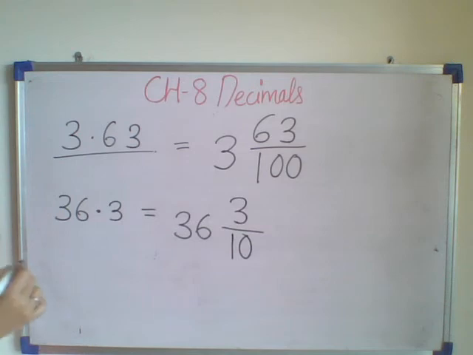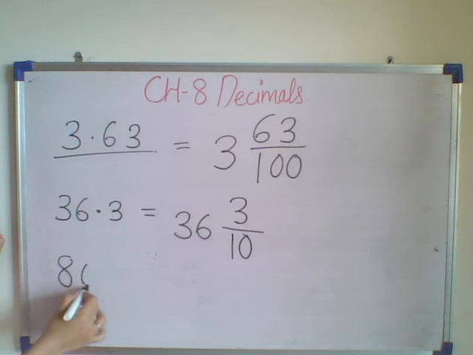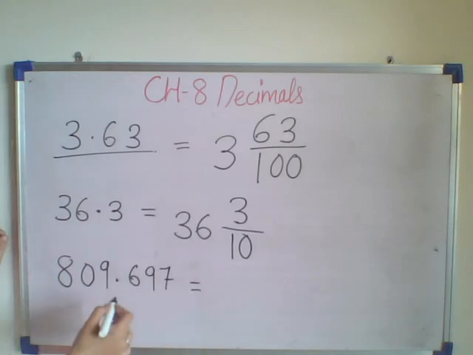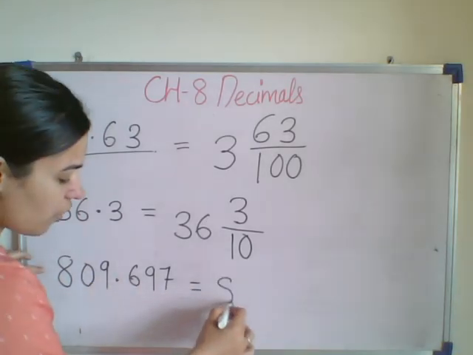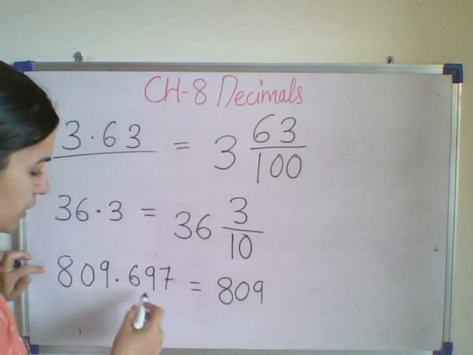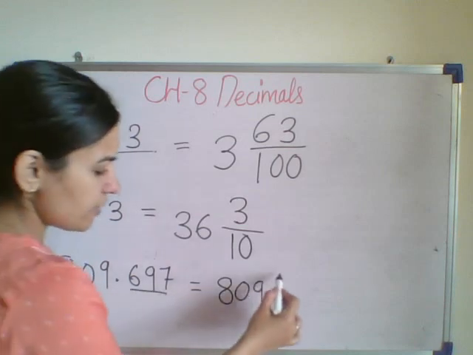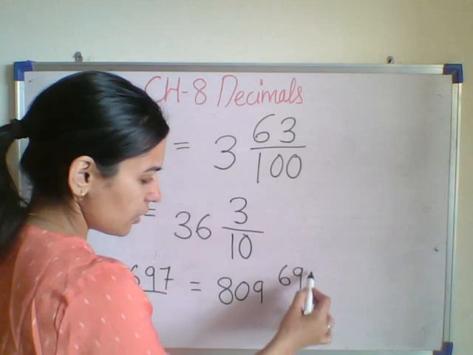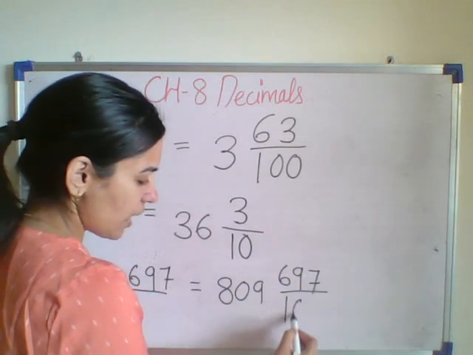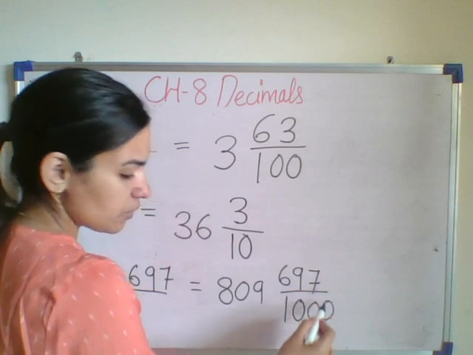Let us take some larger number, 809.697. How I will be writing this in the mixed numeral? First of all, write the number before the decimal, that is 809. Then 697, write in the numerator. Now here 3 digits are there, so I will be putting 3 zeros.